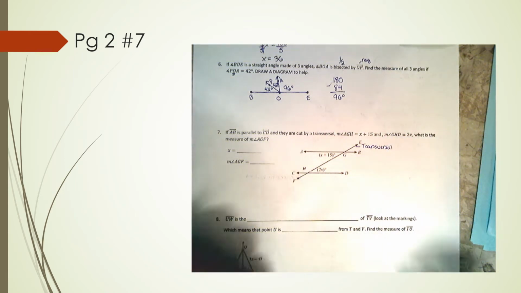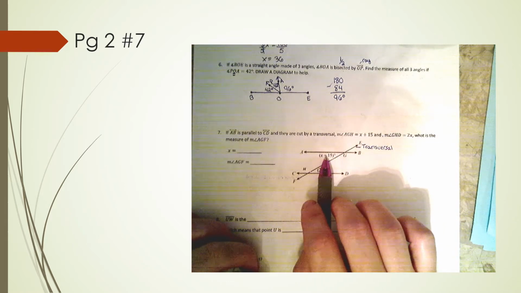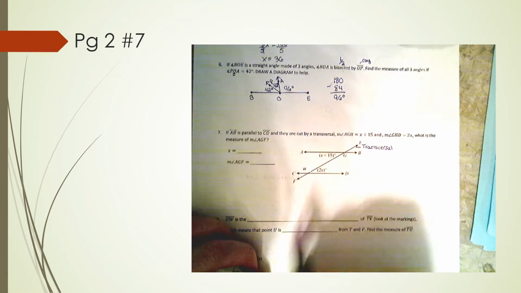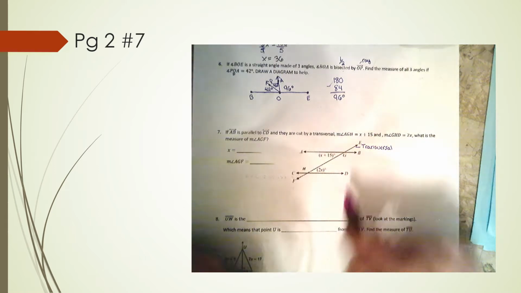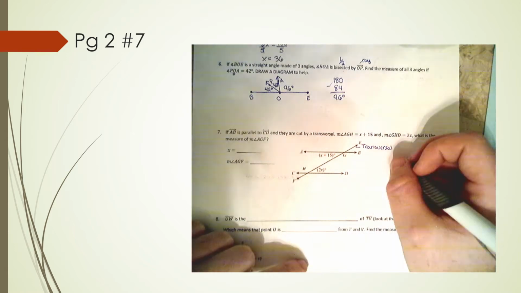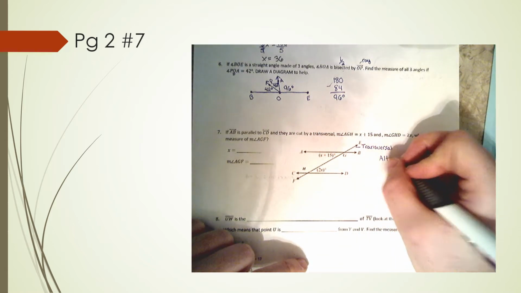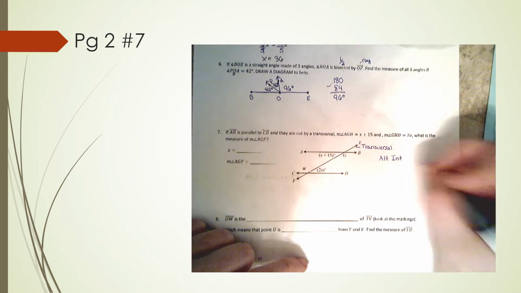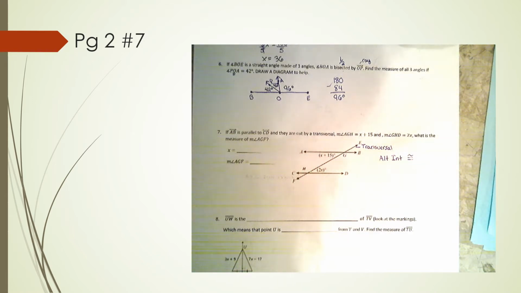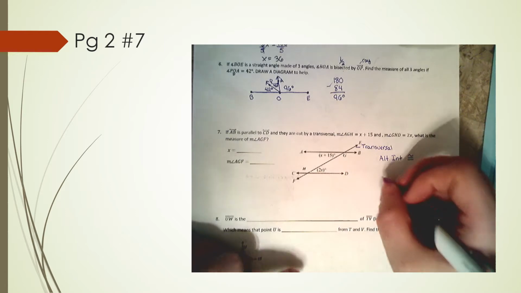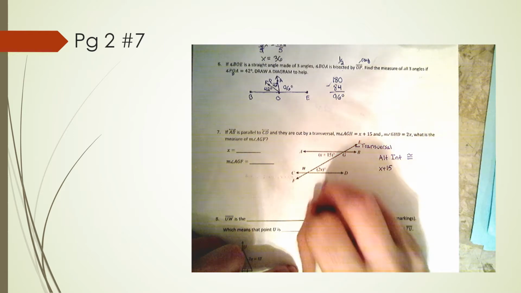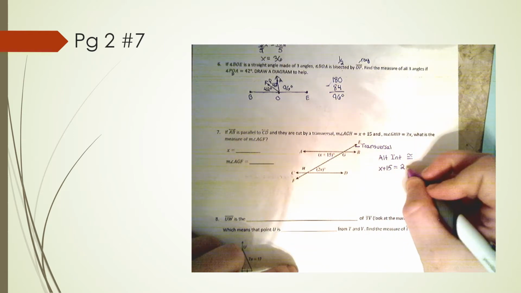Now, what I'm noticing with where these angles are, they're inside of the parallel lines and they're on opposite sides of the transversal. If they're on alternate sides and they're inside of the parallel lines, they are alternate interior angles. And alternate interior angles are congruent. So that means that they're equal to each other. So what I want to do is take these two equations, x plus 15 and 2x, and set them equal to each other.